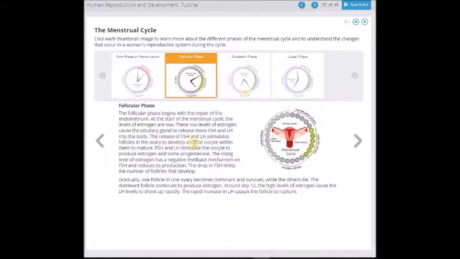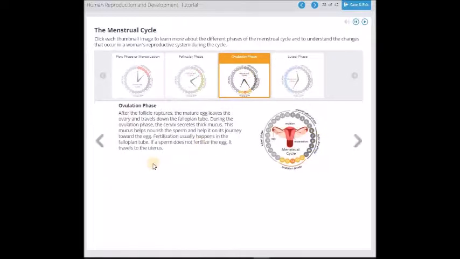The second phase, from days 6 through 11, is called the follicular phase. This is when the follicle is maturing in the ovary. Also, the release of the FSH and LH hormones by the pituitary gland, and also the lining of the uterus starts to build back up.